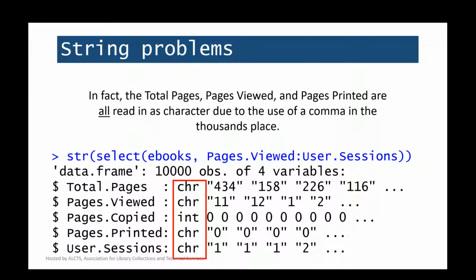The rest are character. So what we have to do is remove that comma and then change the class of each of these vectors into an integer. That way we can do operations on them, like see which one has the most user sessions, find out what the average is. If we don't do those steps, we're not going to be able to do those operations. In other words, we're not going to be able to do any kind of usage analysis.